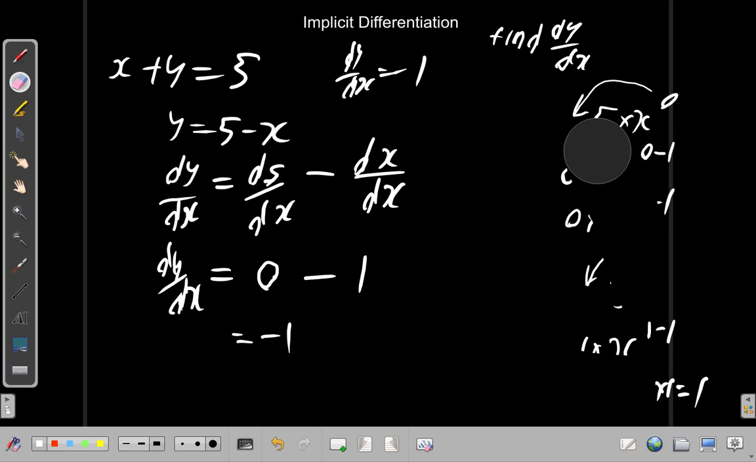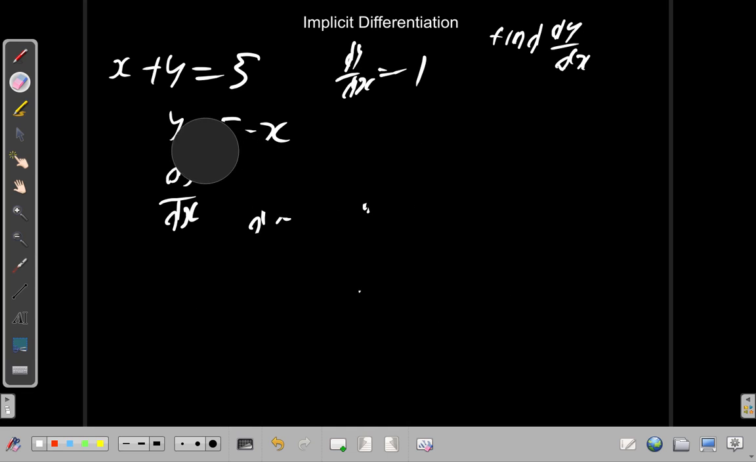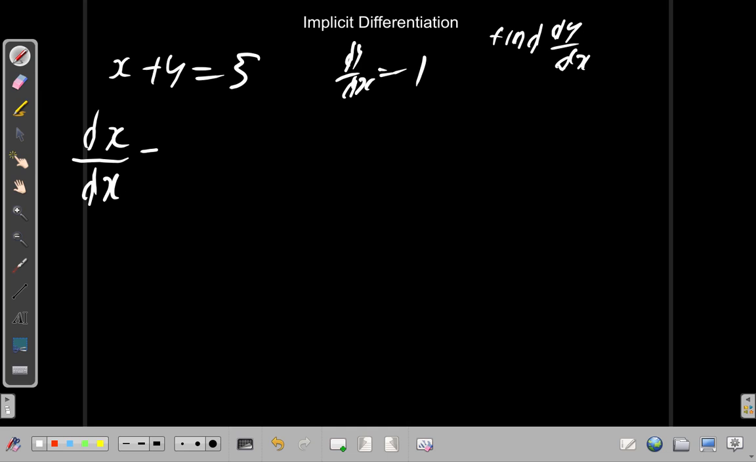Now, let's look at it again. Let me erase parts of the board first of all. Suppose instead of transposing for y, you did this. You find the derivative of each term with respect to x. So you say, dx, the derivative of x with respect to x, plus the derivative of y with respect to x, equals the derivative of 5 with respect to x.